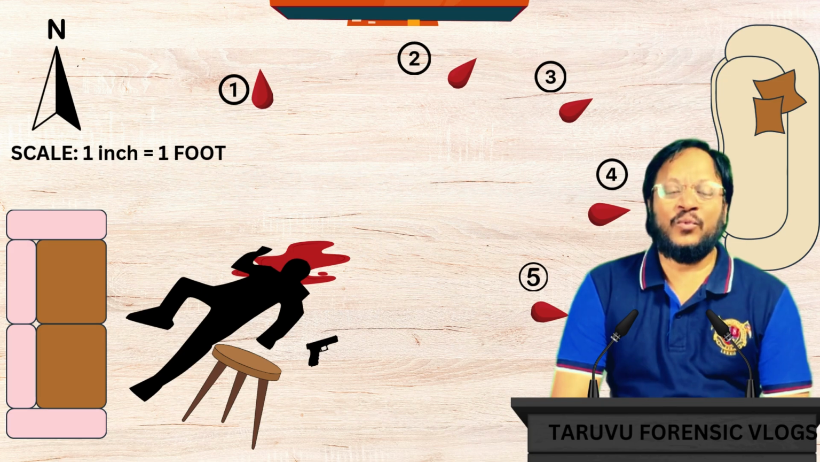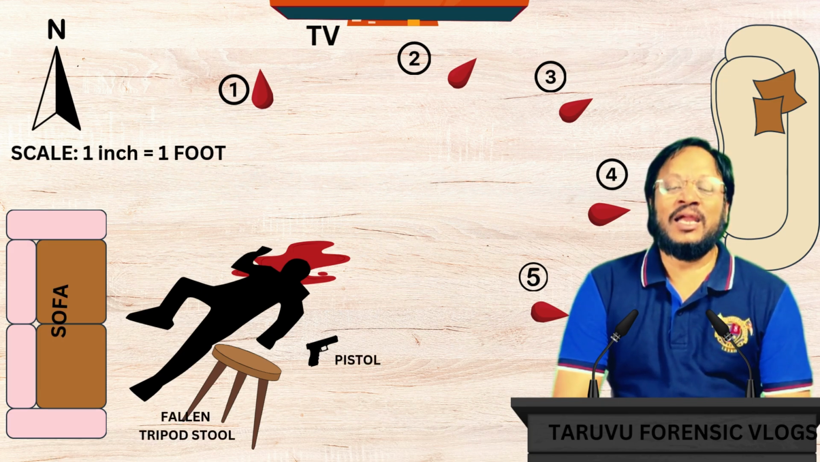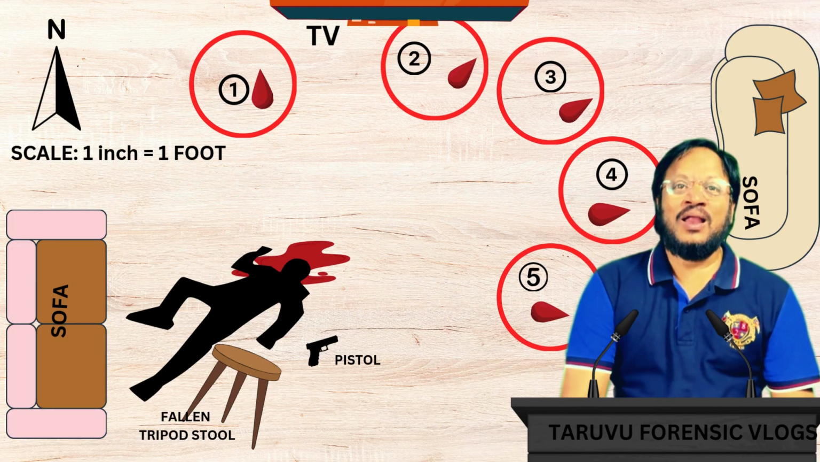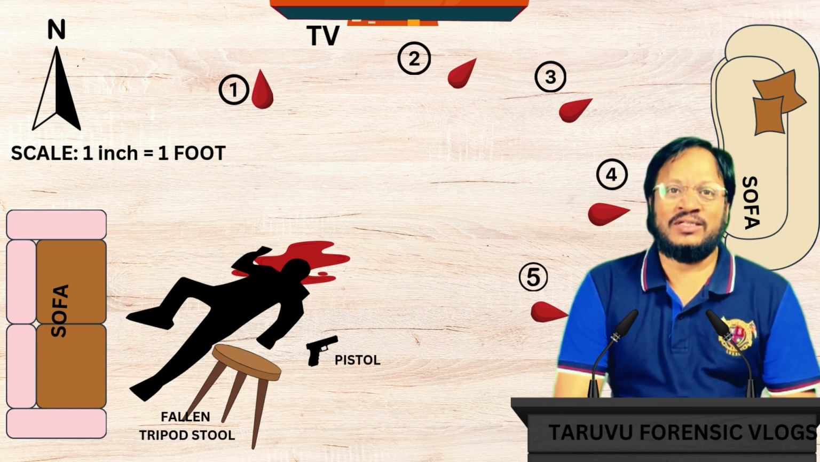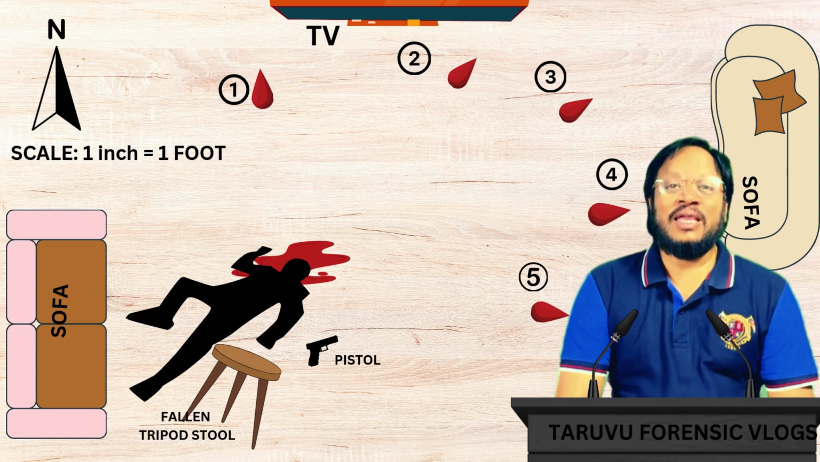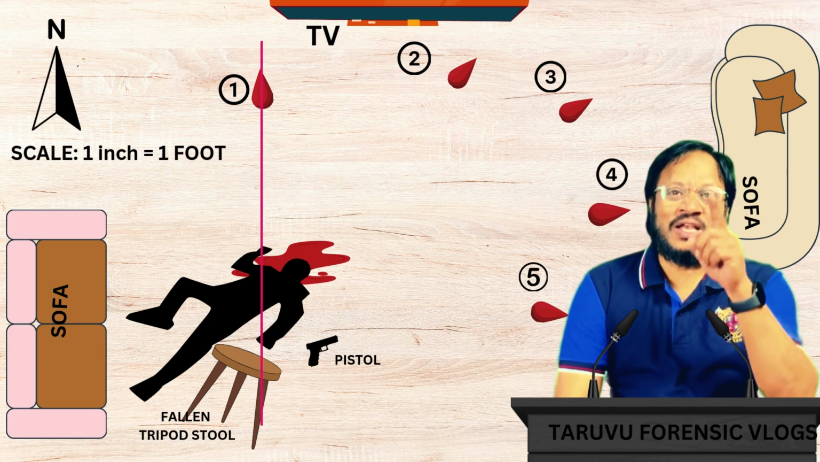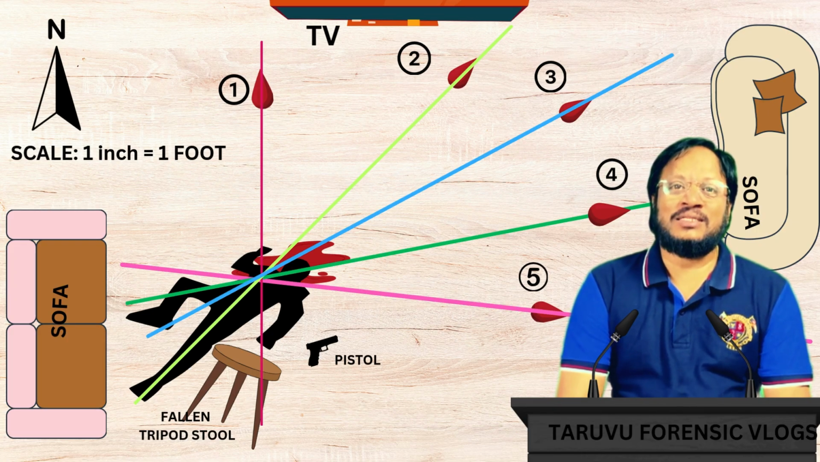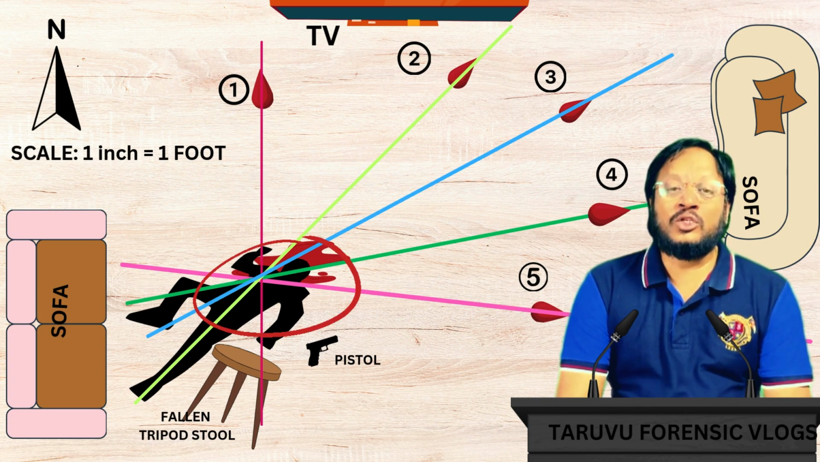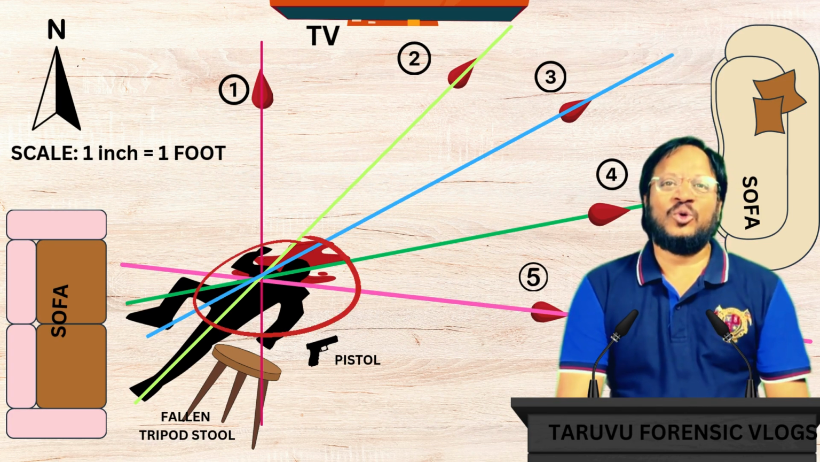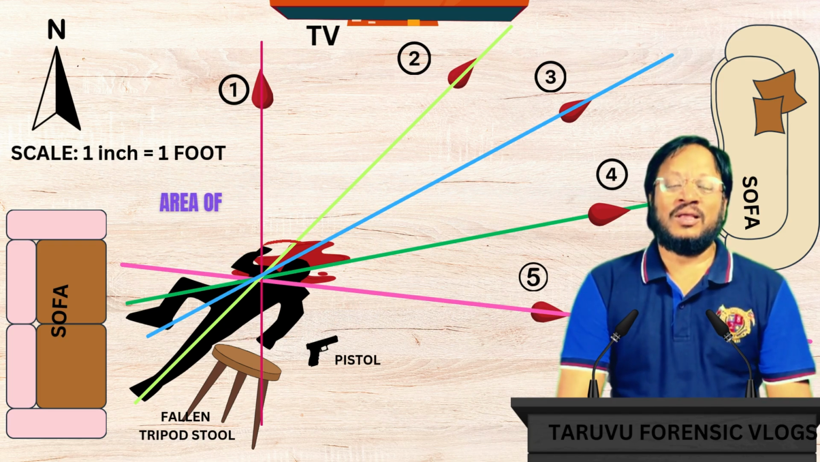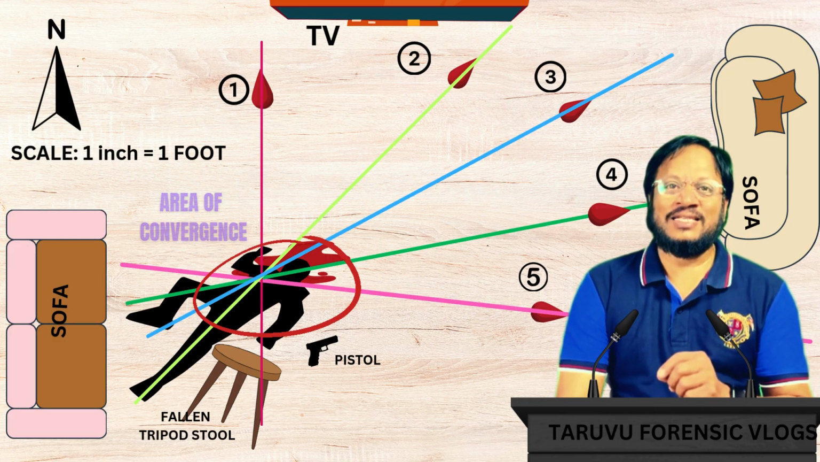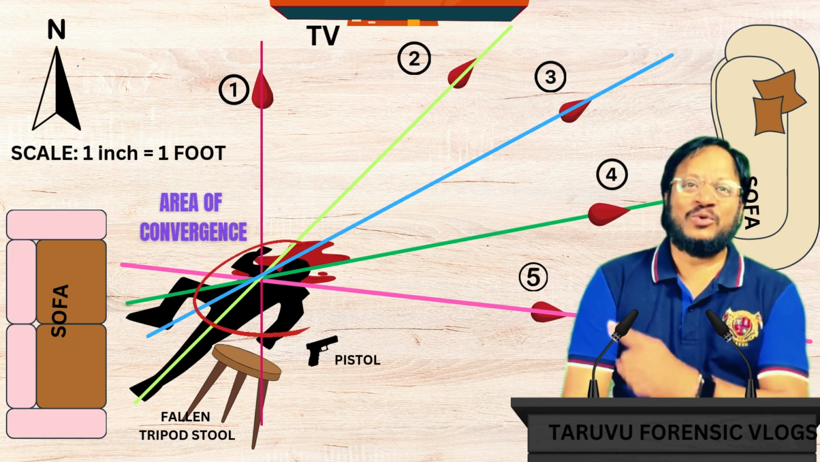This is the point where blood droplets originated in 2 dimensions on the floor. Let us start by finding the area of convergence. Take each bloodstain and draw straight lines through the long axis of the elliptical stains. Expand these lines backward. They should all meet or get close to meeting at a common point on the floor. This intersection is the area of convergence. In our case, it is located here, as you can see in the diagram.